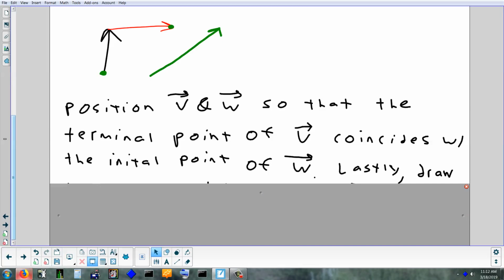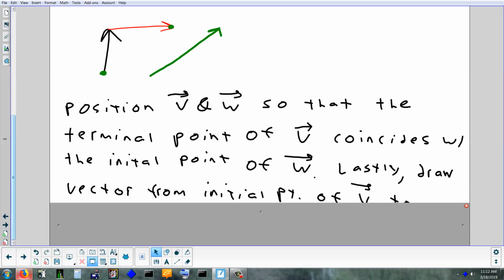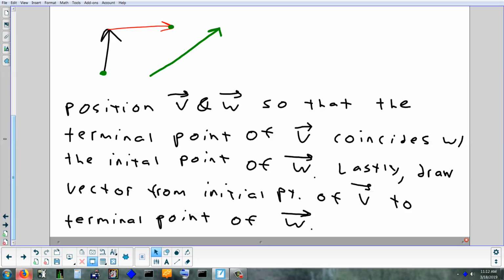So you line them up like that. And then you draw in that vector in green. That one's going to go from the initial point of V, which is the one in black, to the terminal point of W, which is the one in red. Now, when you write the final answer, it is important that you connect it in that order. From the initial point of V to the terminal point of W.